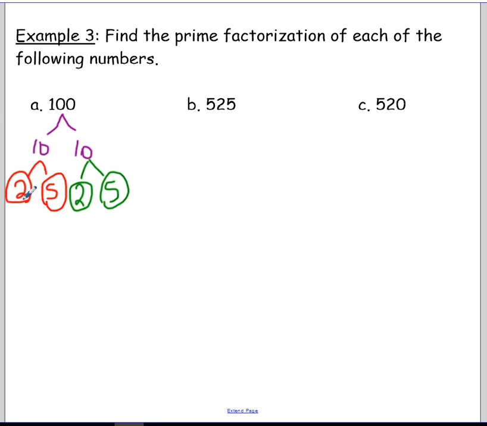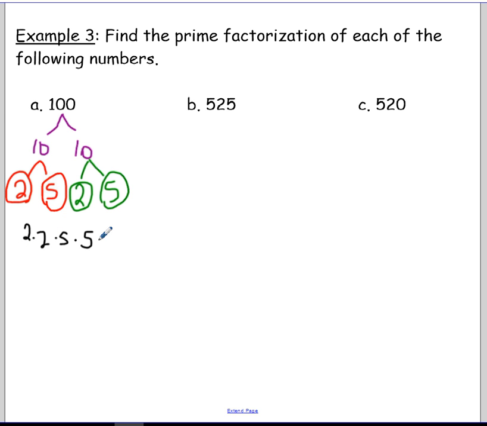And notice we have 2 times 5 times 2 times 5. We can rearrange them to group them together and say that we have 2 times 2 times 5 times 5. And again, I apologize for my messy writing. I'm trying to use the mouse pad to write. But notice we have two 2s and two 5s.